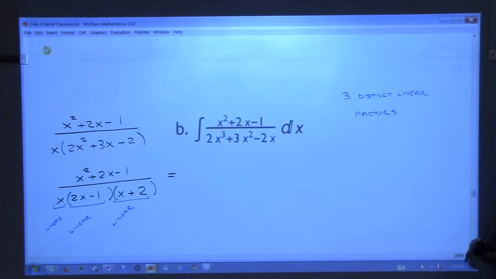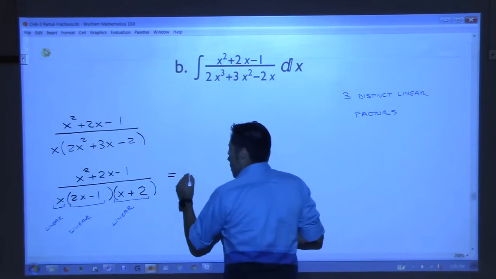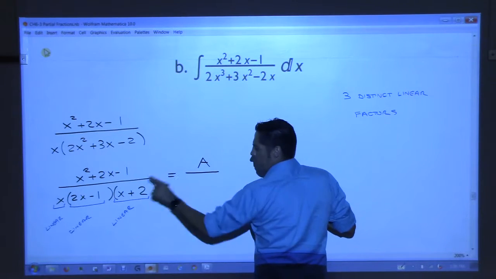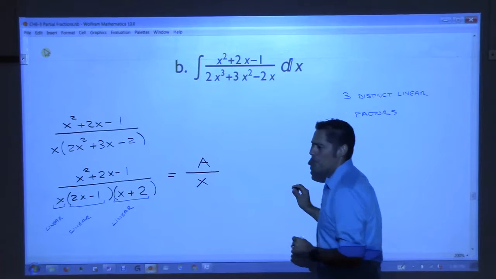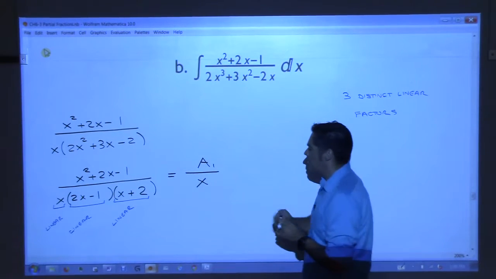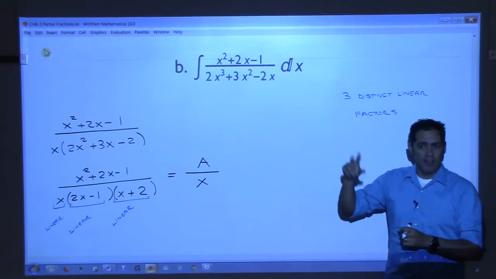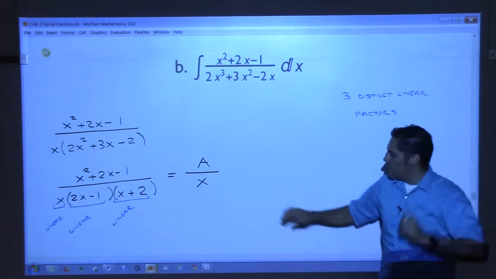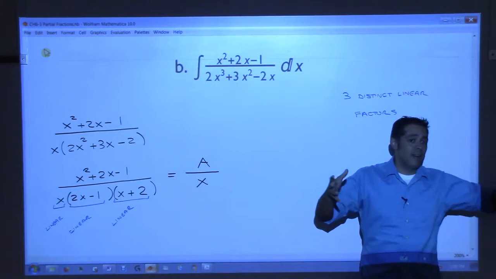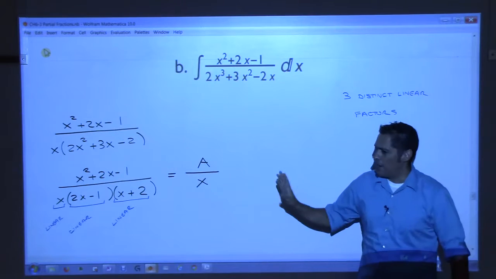Okay, so let's see what that really means. All it means is I know that this is going to break down to be some number, I'm going to call it capital A, over the first linear factor, which is x. Now in the notes I use a sub 1, right? In the notes I'm not going to use a sub 1 and a sub 2. I'm going to use A, B, C instead of a sub 1, a sub 2, a sub 3. The only reason we use a sub 1, a sub 2, a sub 3 is because if you have so many linear factors that you run out of letters in the alphabet, then you need to use subscripting. But we're not going to face that.